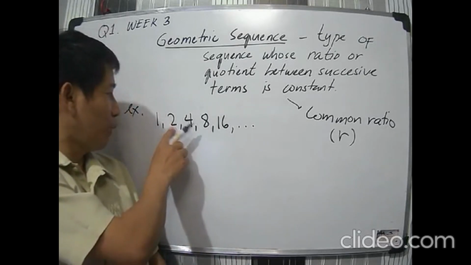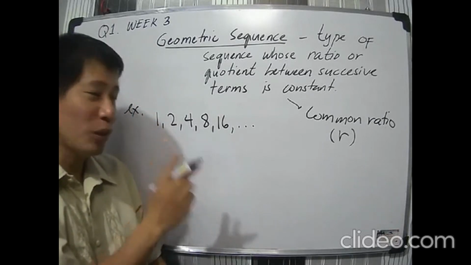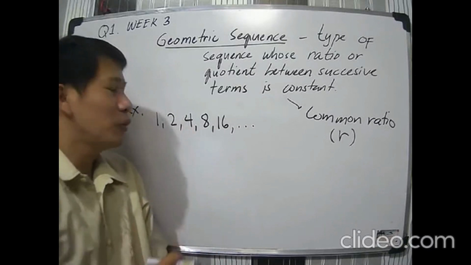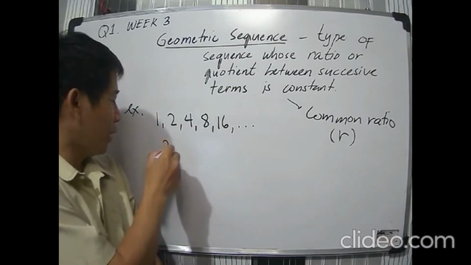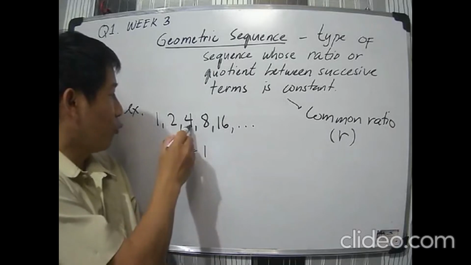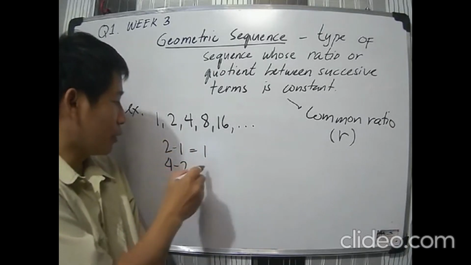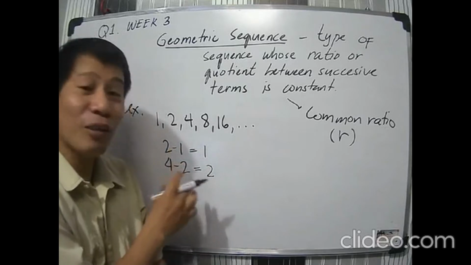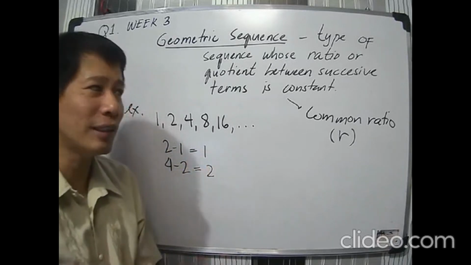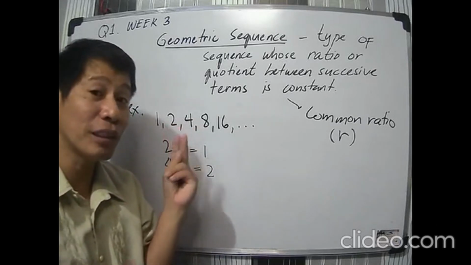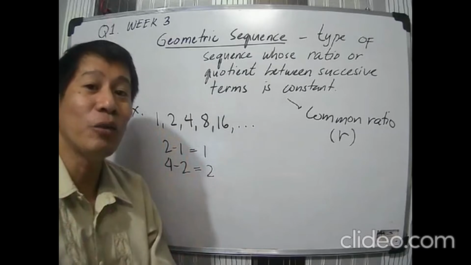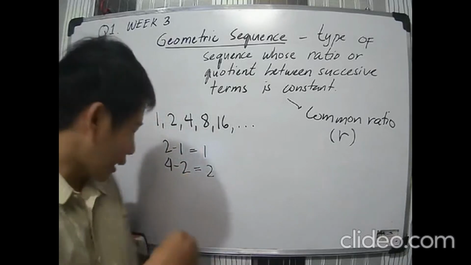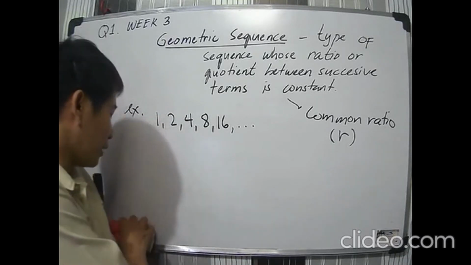So try to subtract this. 2 minus 1, the answer is 1, right? So the difference between these successive terms is 1. 4 minus 2, sulat natin para mas maganda. So 2 minus 1 is equal to 1. 4 minus 2 is equal to what? 2. So what do you observe? Yung difference nila is not constant. Ito 1, ito 2. So in other words, dito pa lang sa dalawang set of successive terms na ginamit natin, magkaiba na yung difference. So what does it mean? This is not an arithmetic sequence. So, hindi siya arithmetic sequence.